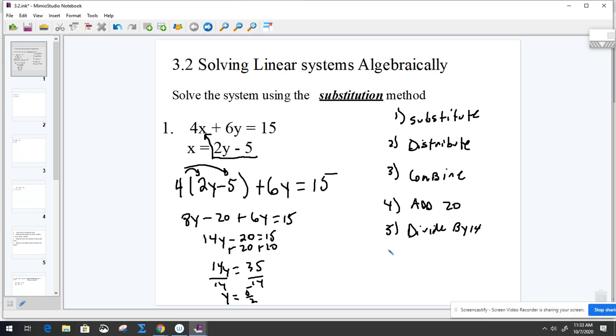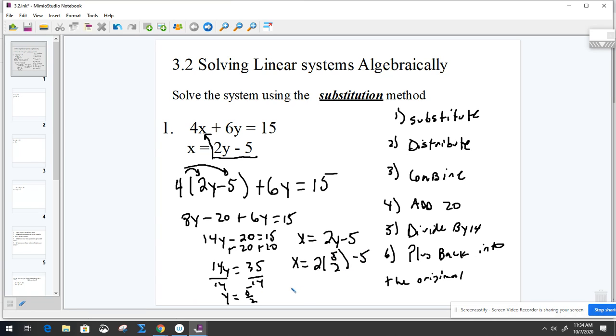Okay, so after I do that, I have to plug my answer back in. So plug back into the original equation. Now, you can plug it into either one of these, but I'm going to choose to plug it into the equation that's already solved for x. So I have x equals 2. Instead of putting y, I know what y is equal to. It's equal to 5 over 2 minus 5. And you would get x is equal to 5 minus 5, which is 0. So I have the ordered pair 0, comma, 5 over 2.